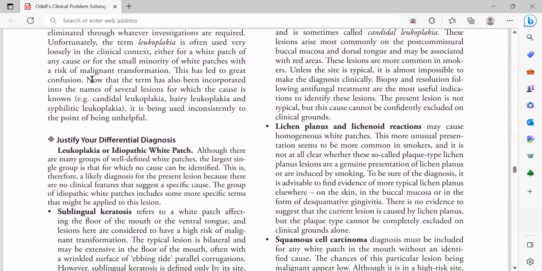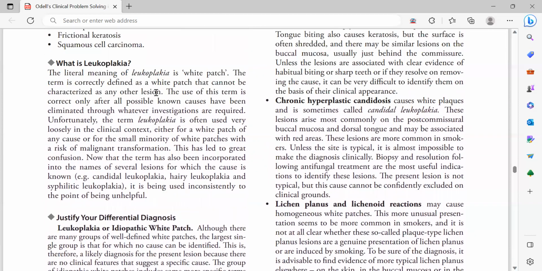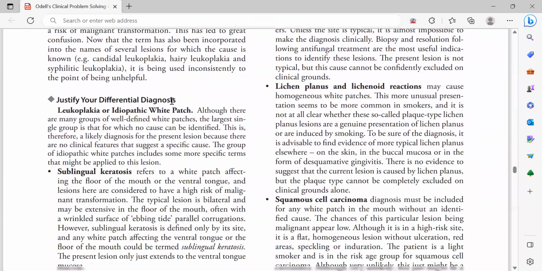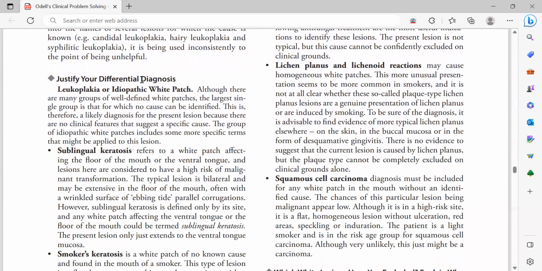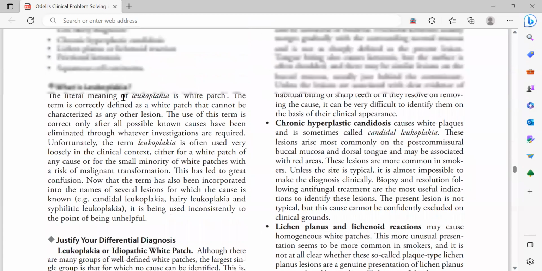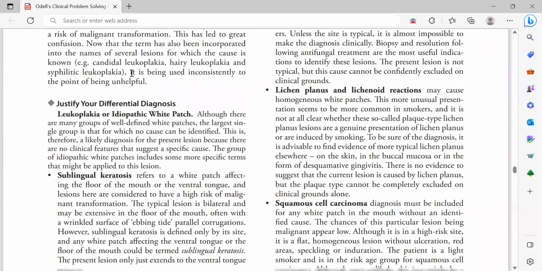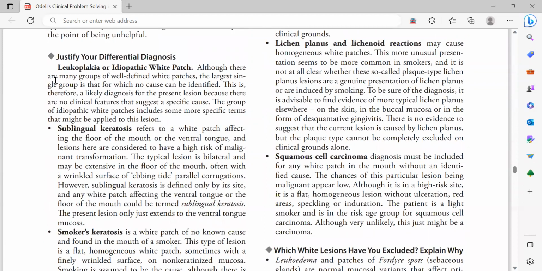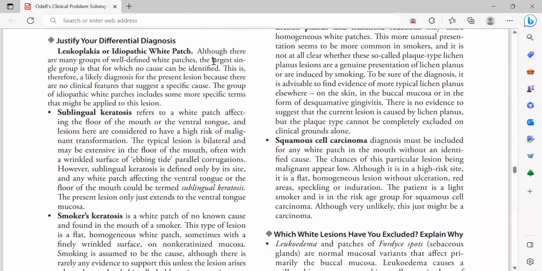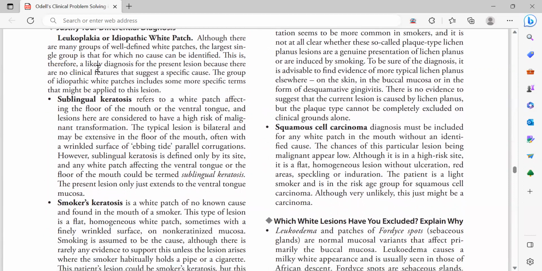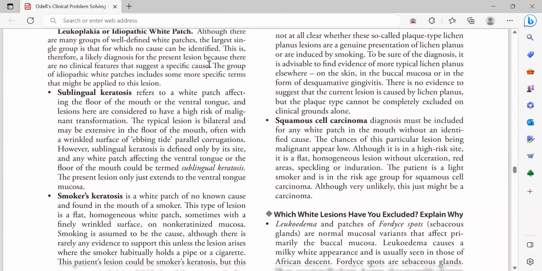This has led to a great confusion, such as we commonly use the leukoplakia term with candida leukoplakia, hairy leukoplakia, syphilitic leukoplakia, but ideally it is a word which denotes a white patch, which is basically of unknown origin only. Okay, so now they are saying to justify your differential diagnosis that you have mentioned here. So, leukoplakia or idiopathic white patch, although there are many groups of well-defined white patches, the largest single group is that for which no cause can be identified.